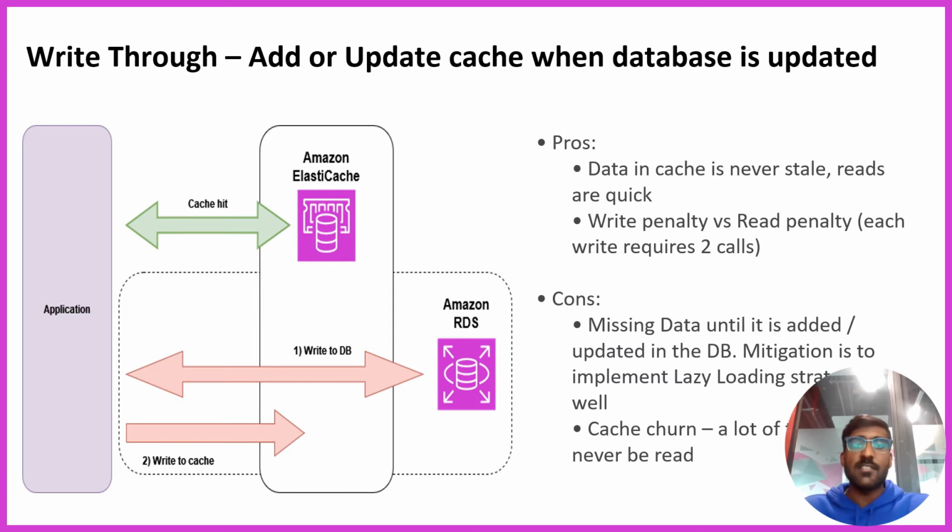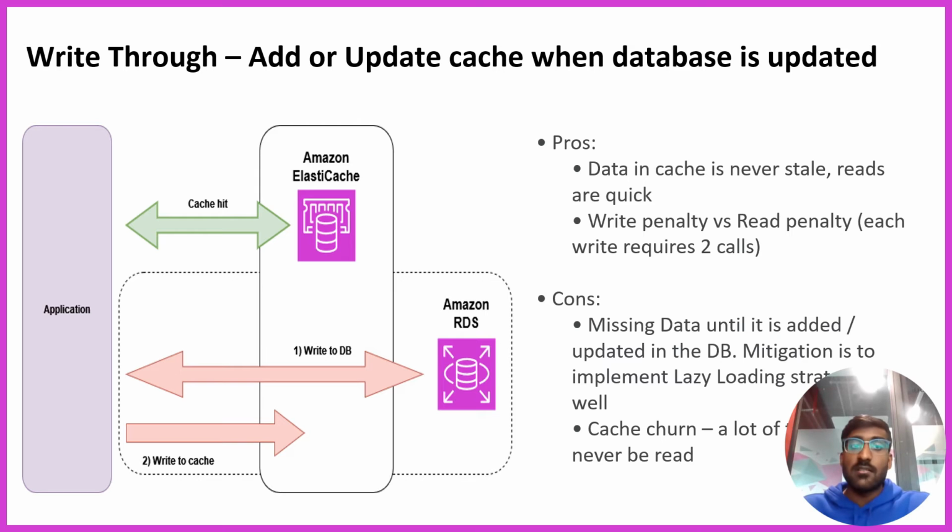The next type of strategy is called write through, and write through is when you add or update the cache when your database is updated. So let's have a look. Same thing, application, ElastiCache and RDS. And when your application talks to ElastiCache, we get a cache hit, which is great.